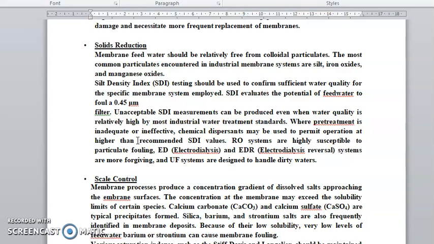RO systems are highly susceptible to particulate fouling, while ED and EDR systems are more forgiving. The ultrafiltration system is designed to handle the feed water.